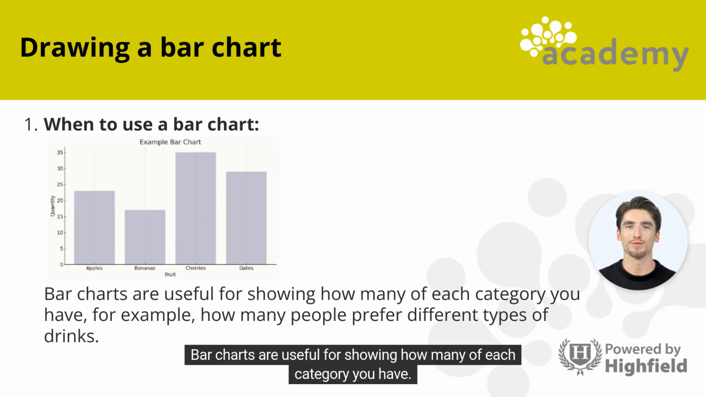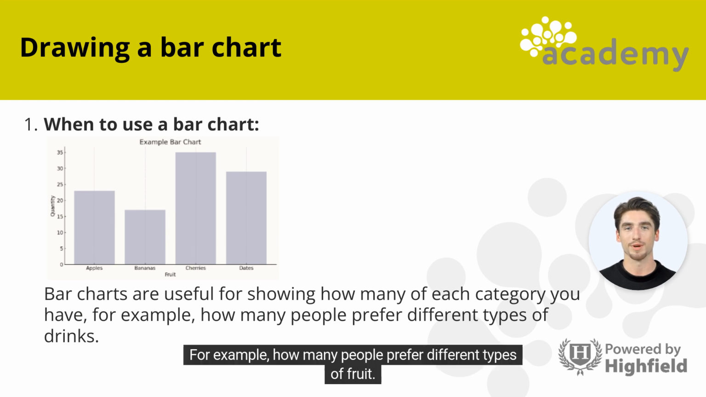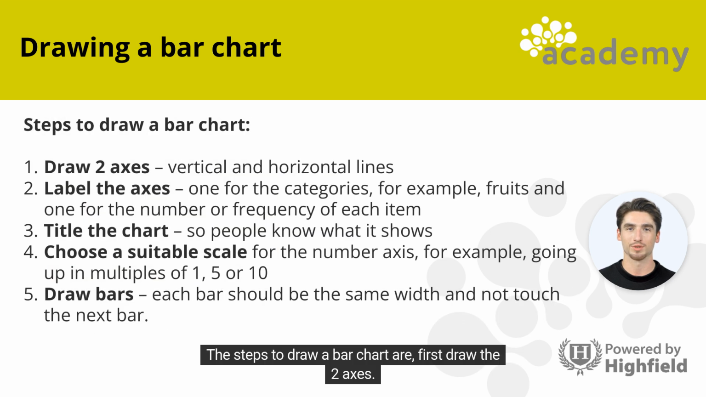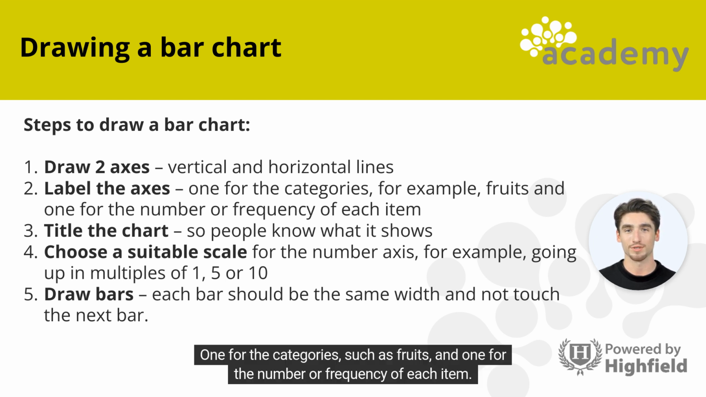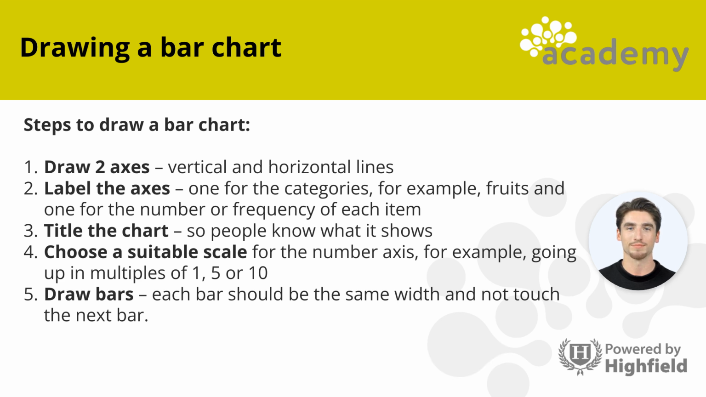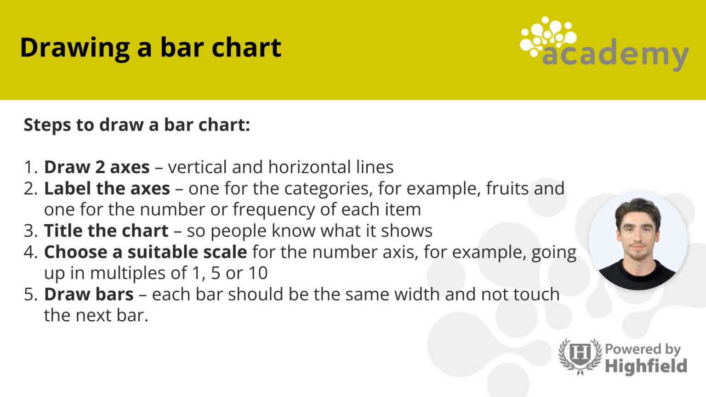Bar charts are useful for showing how many of each category you have. For example, how many people prefer different types of fruit. The steps to draw a bar chart are: first, draw the two axes, the vertical and horizontal lines. Next, label the axes. One for the categories, such as fruits, and one for the number or frequency of each item. Add a title to the chart, so people know what it shows.